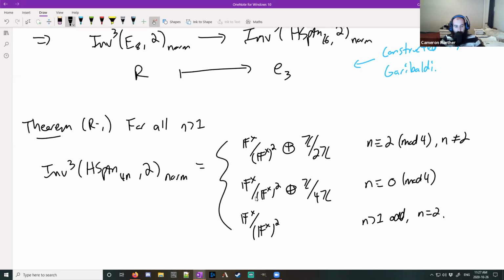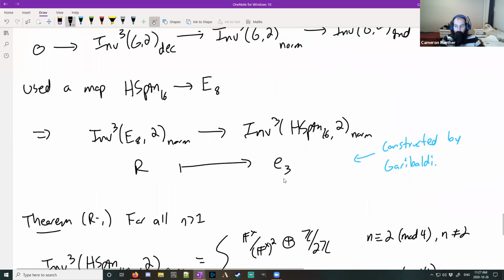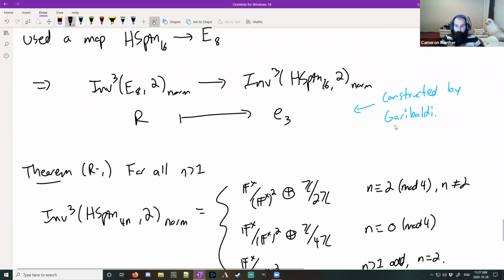And so I'd like to spend the last parts of this talk describing how I actually found this splitting. And it was by generalizing the technique, or one of the techniques Garibaldi actually used in the paper where he constructed this invariant.